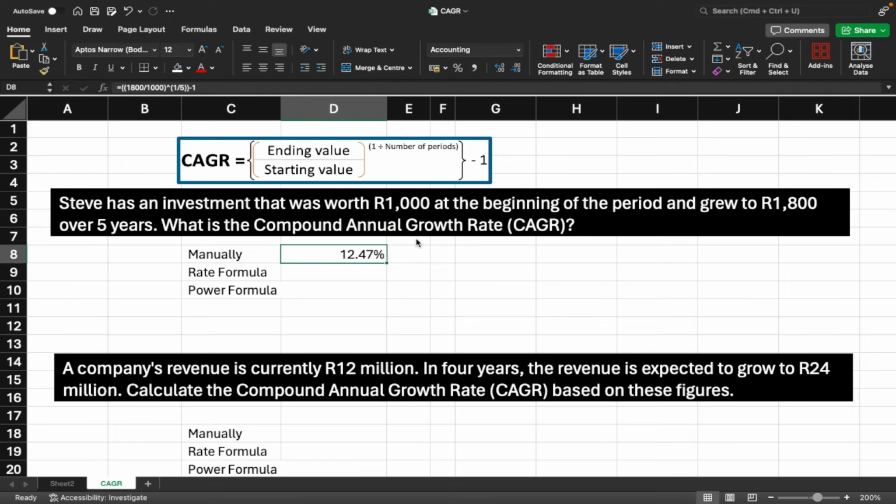And you can see here it gives me 12.47%. That's exactly what we wanted. That's what we had gotten earlier. And so you can see how to do that manually using Excel. What about the formula, or the Excel formula specifically? Well, here's how it looks.